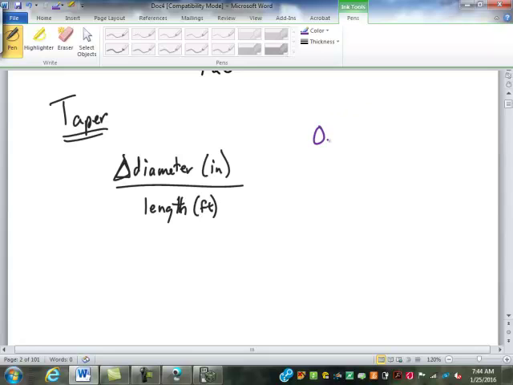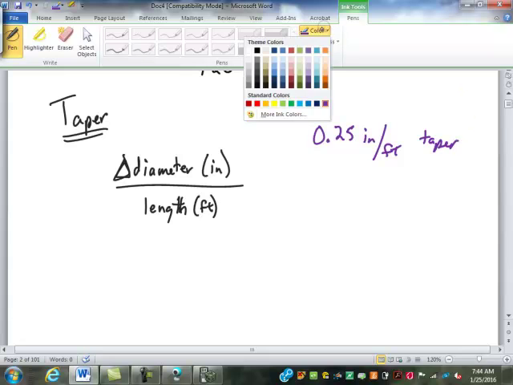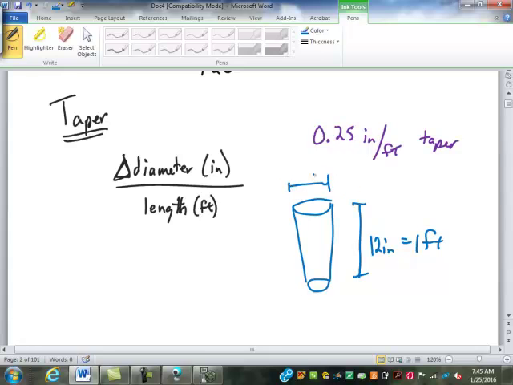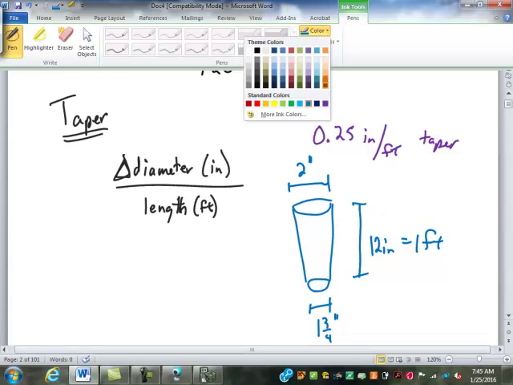So for example, let's say I have a 0.25 inch per foot taper. What that is saying is, if I have a round piece that's tapered, notice the diameter is changing over the length of that round piece. If it is 12 inches or 1 foot long, the diameter changes by 1/4 inch. So let's say I know that this is a 2-inch diameter, this will be 1 3/4 inch diameter. Or 1.75 inch diameter. Does that make sense?